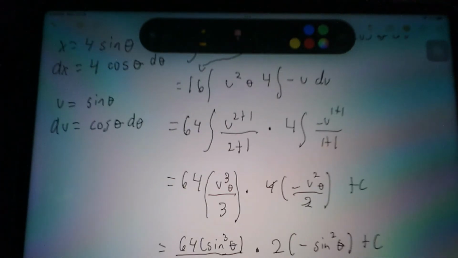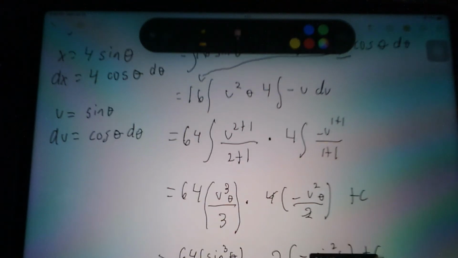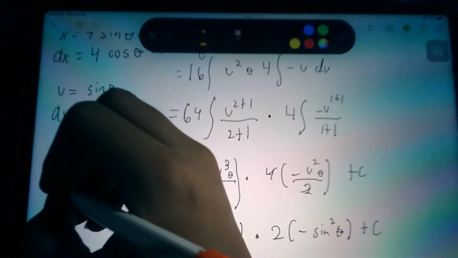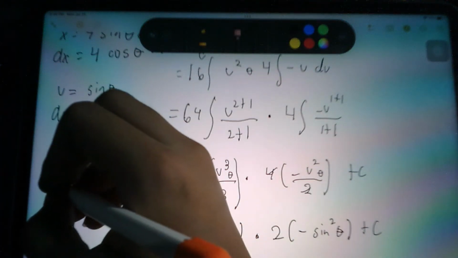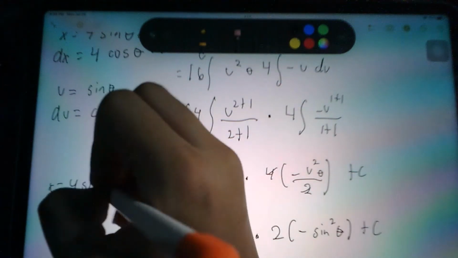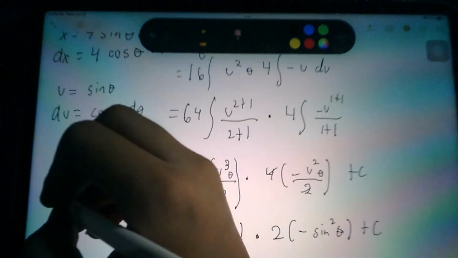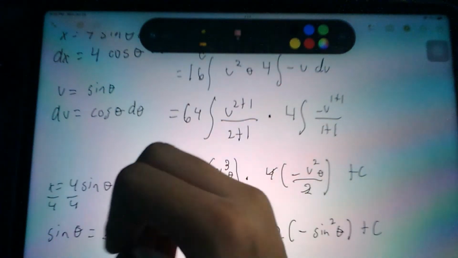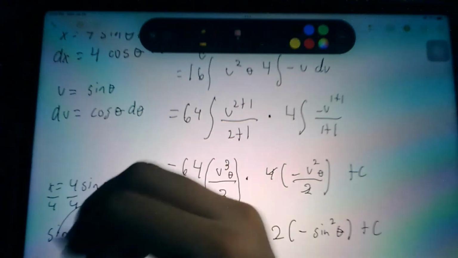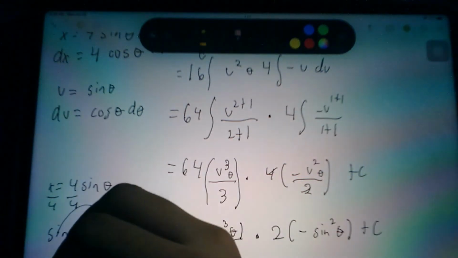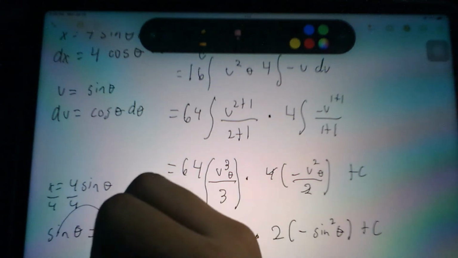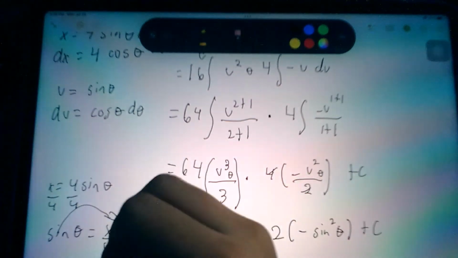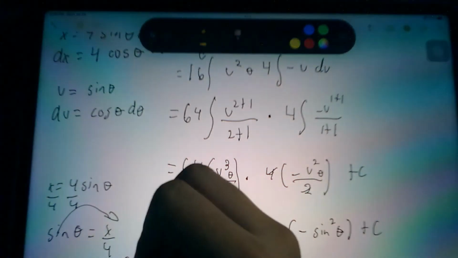Now we need to find theta here. So theta, by using this equation, x equals 4 sine theta. So we divide by 4 on both sides. That will become sine theta equals x over 4. Now we transfer sine here. That will become theta equals arc sine of x over 4.